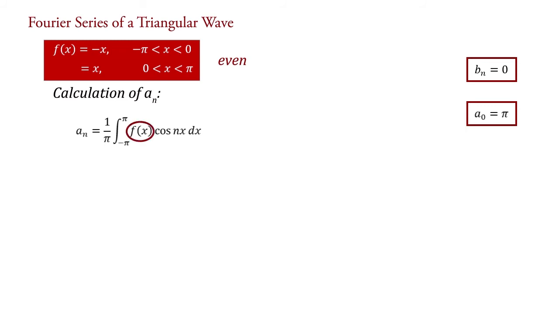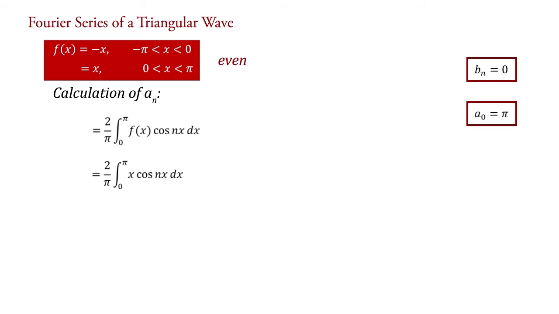Here f of x and cos nx both are even, and therefore the product is also even, and therefore it can be written as an equals 2 upon pi integral 0 to pi f of x cos nx dx. In our problem, f of x equals x, and therefore an equals 2 upon pi integral 0 to pi x cos nx dx.